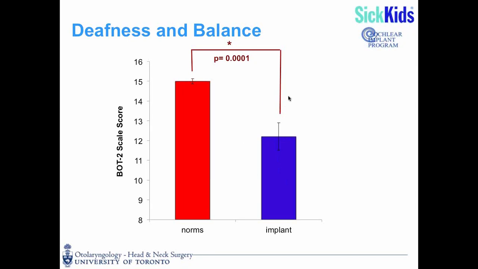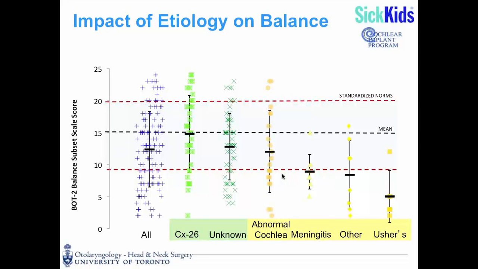Now, these are all comers. This is everybody in the population, and so some of them may have intact vestibular function, and some of them may have absent vestibular function. So we wanted to try and break it down to get a better sense of who was really at risk.